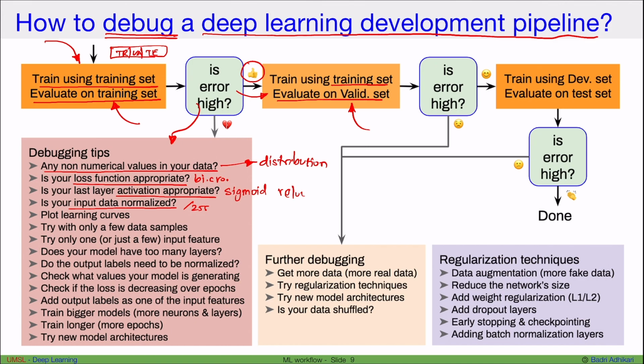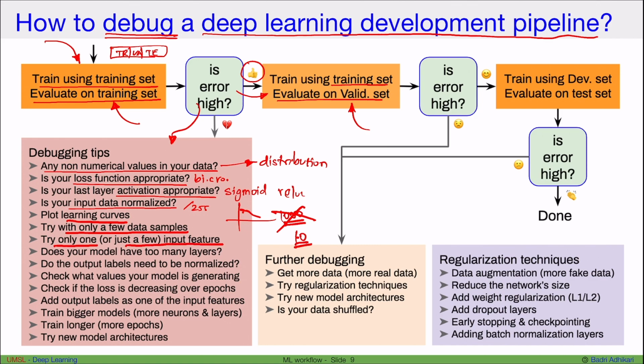The next debugging technique is to plot the learning curve and see how the training accuracy and training loss are going down or not as you train. The next technique is to try only with a few data samples. So you may have 1,000 rows of data or 1,000 images that you're working with. Take 10 of them and see if the model does better on that, and then go from there.